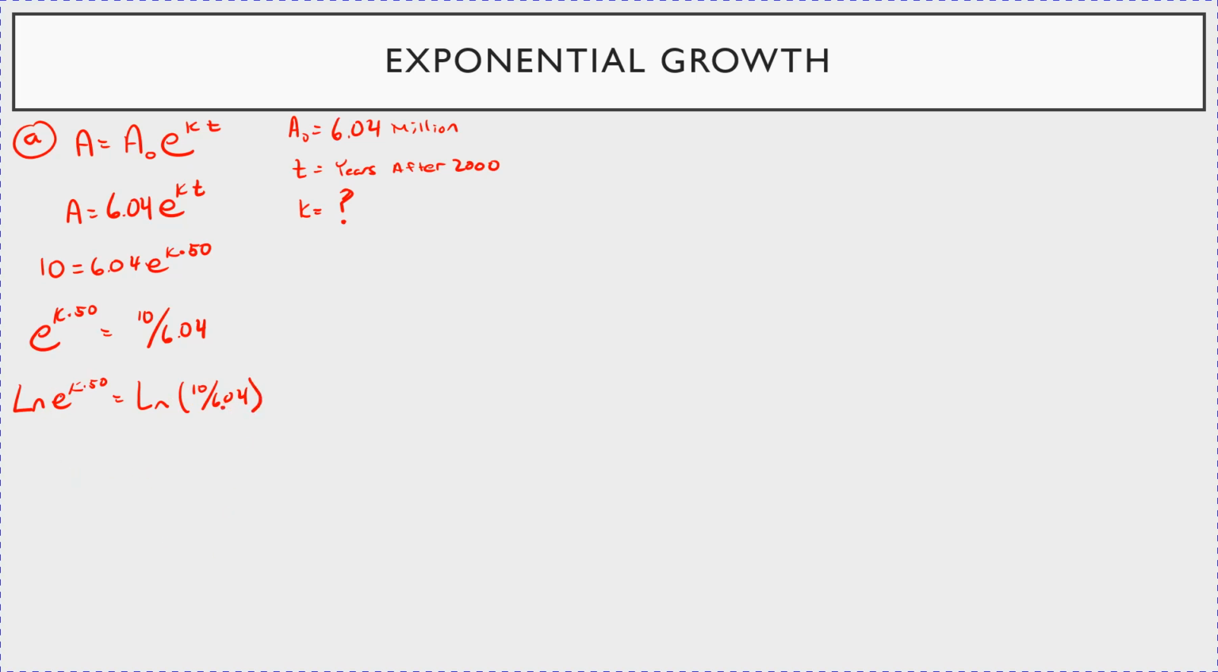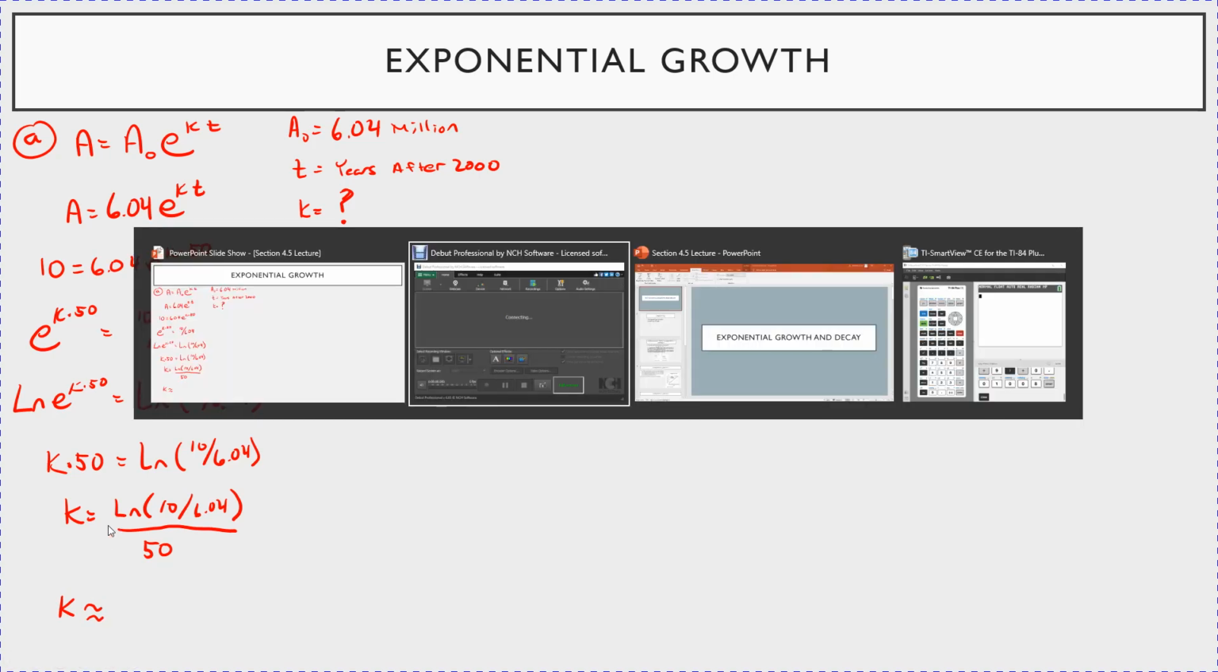Well, natural log of e raised to the k times 50 power, so this is just k times 50, is equal to the natural log of 10 divided by 6.04. And then look, how are you going to get k by itself? Now just divide by 50. You're going to need to grab your calculator at this point. Just be very careful in your calculator here. Be meticulous, okay?